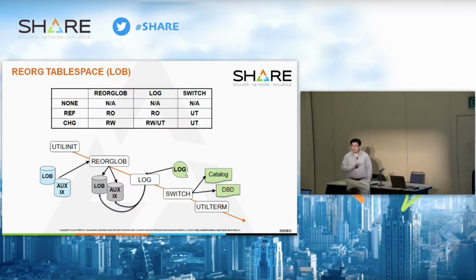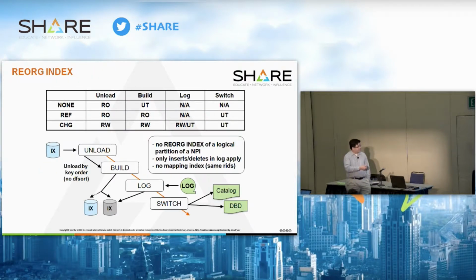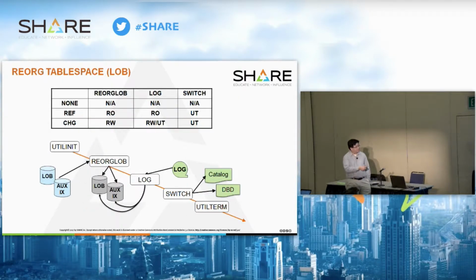Now, LOB is a completely different species in terms of the code path taken underneath. For the most part, we still have shadow data set and log phase and switch phase. But we only have a single phase where we extract the LOB from the original LOB table space and copy it into the shadow LOB table space, and this is combined into a log phase. The only thing I want to point out here is that we no longer support SHRLEVEL NONE, I think ever since Db2 version 10.